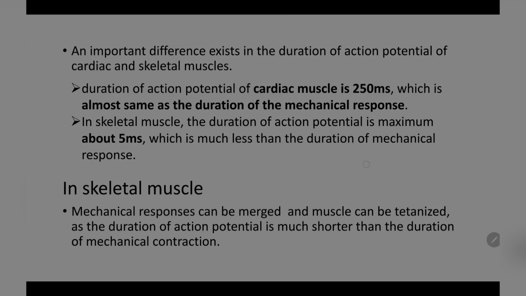In skeletal muscle, the duration of action potential is maximum about 5 milliseconds, which is much less than the duration of mechanical response. So, in skeletal muscle, mechanical responses can be merged and muscle can be tetanized, as the duration of action potential is much shorter than the duration of the mechanical contraction.